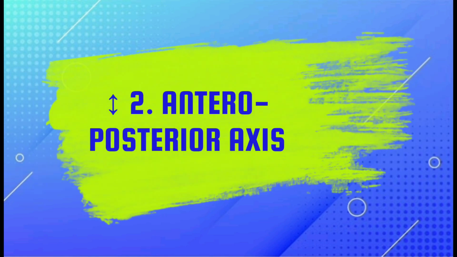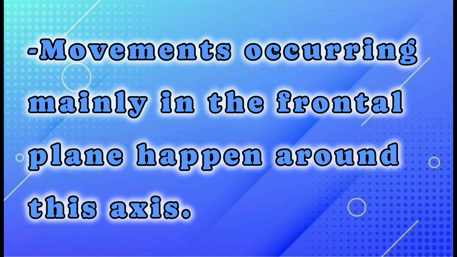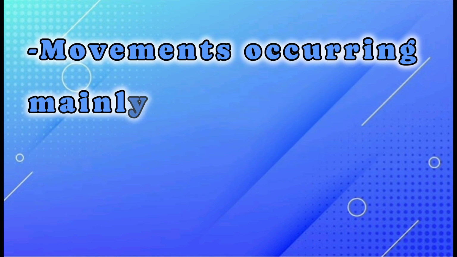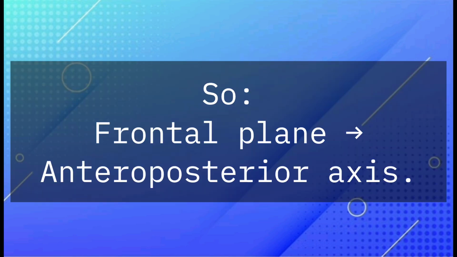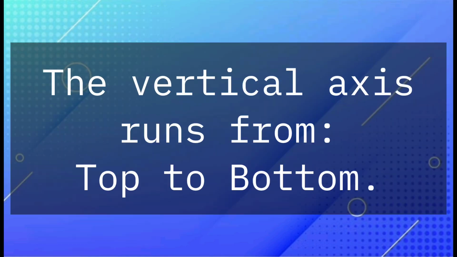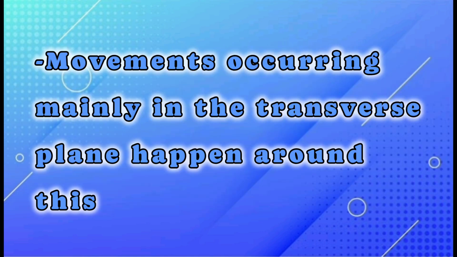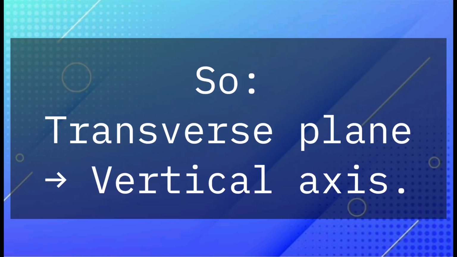Second, anteroposterior axis. The anteroposterior axis runs from front to back. Movements occurring mainly in the frontal plane happen around this axis. For example, shoulder abduction and adduction. So, frontal plane, anteroposterior axis. Third, vertical axis. The vertical axis runs from top to bottom. Movements occurring mainly in the transverse plane happen around this axis. For example, shoulder internal and external rotation. So, transverse plane, vertical axis.